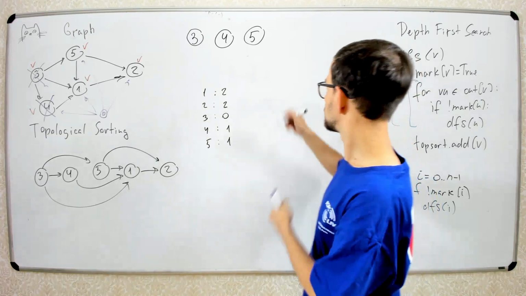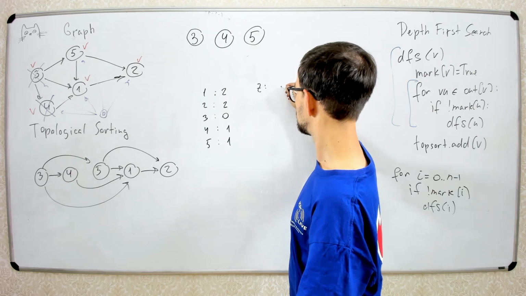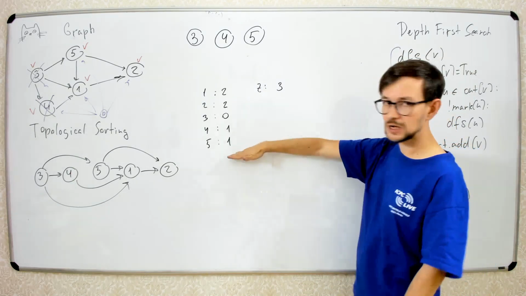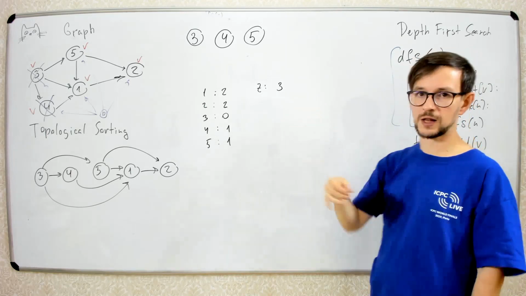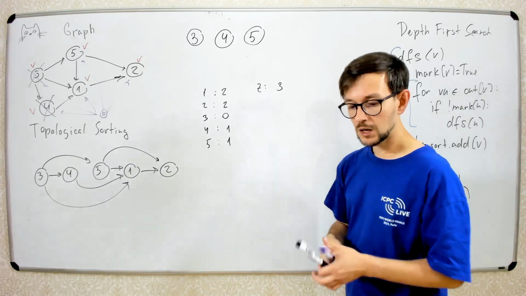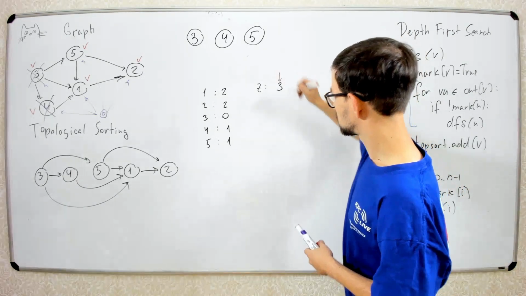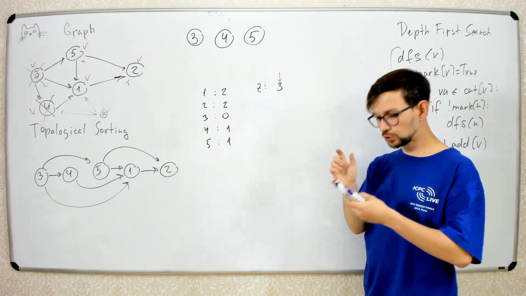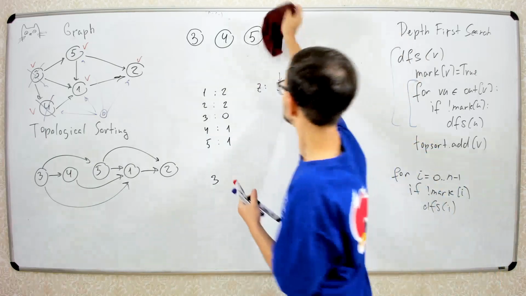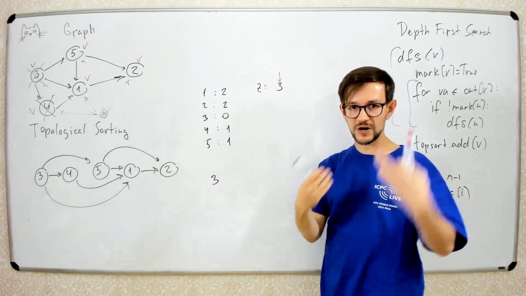So you can maintain a set of zeros. First of all, it will contain only node 3. I will maintain this array of counters and the set of vertices with counter equal to 0. Now, each time I take some node from this set, put it into the topological ordering, and then try to erase it from the graph.